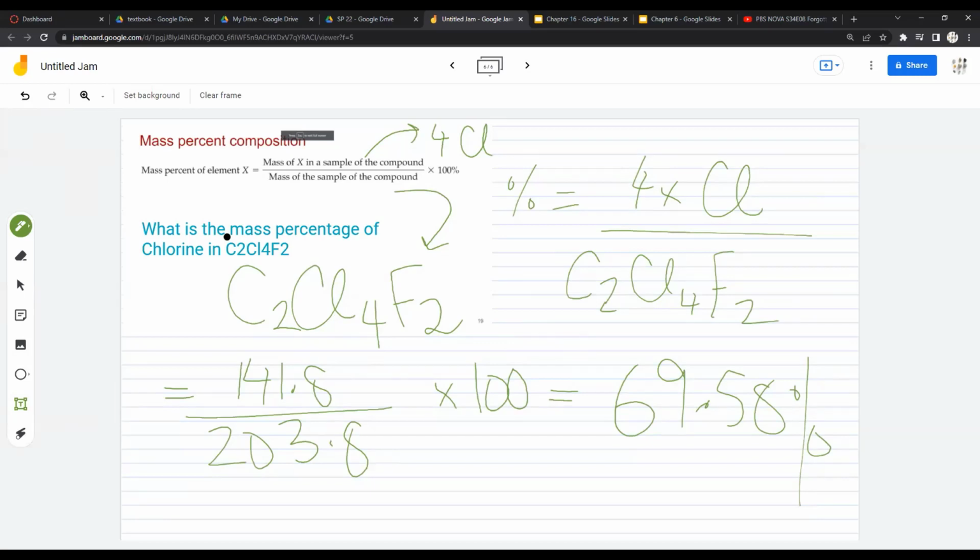So when we do it like this, are we doing any sig figs? It'll depend on what you have over here. If your periodic table has 4 sig figs and you're just doing multiplication or division, your final answer should have 4 sig figs. Okay, thank you.